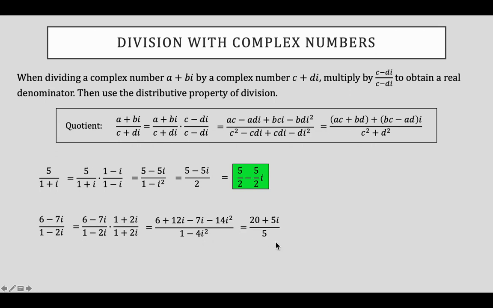20 plus 5i divided by 5. And now we can use the distributive property of division to divide each term in the numerator by 5, leaving us with 4 plus i for our final answer. In this case, you would absolutely have to divide both terms in the numerator by 5 because both of those fractions simplify. Again, simplify fractions wherever possible.